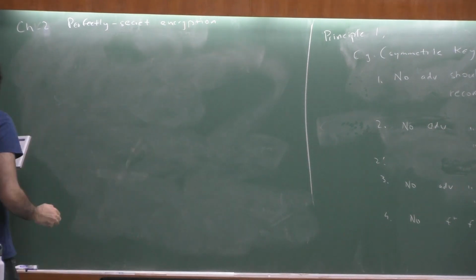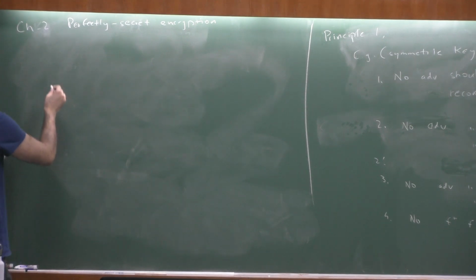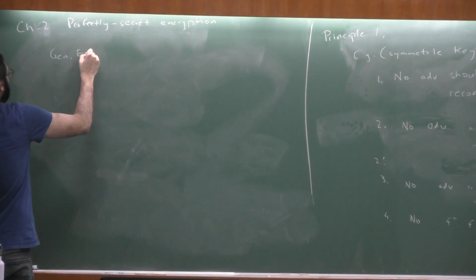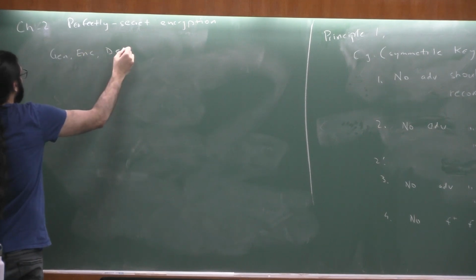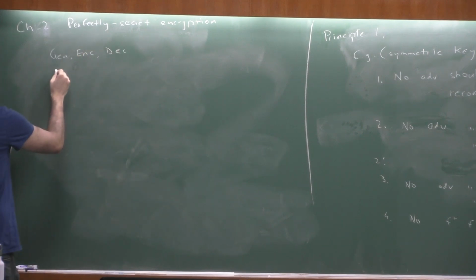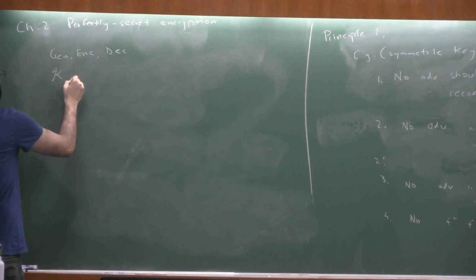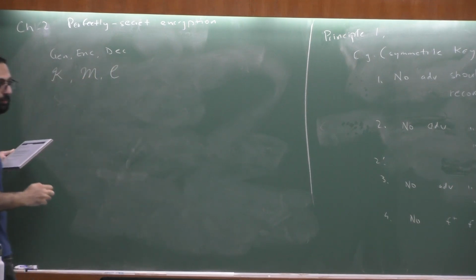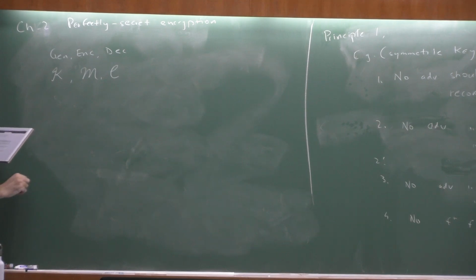Okay, so it's given by three algorithms. There's the Gen algorithm, the Enc algorithm, and the Dec algorithm. This we already saw; this is how it's specified. There's going to be the key space, the message space, and the ciphertext space. These are the three spaces that we look at.